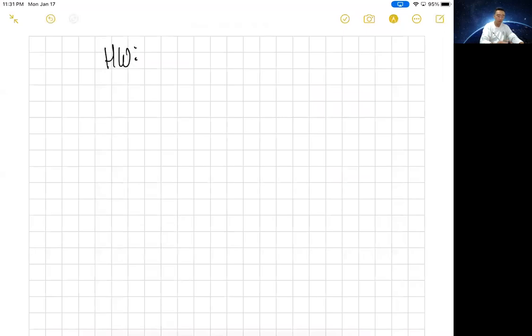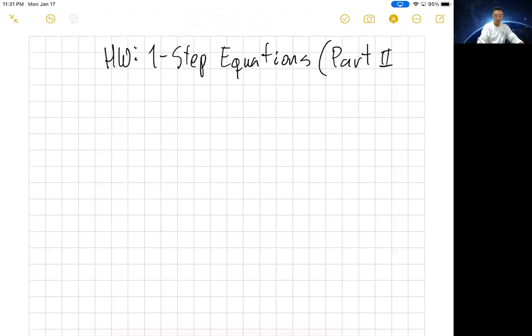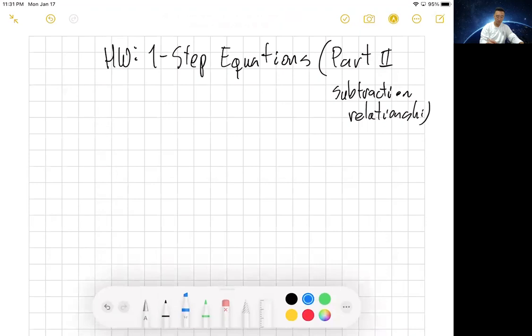All right, so this is still one-step equations, part 2. And part 2 has to deal with subtraction relationship. Oh, geez, let me spell that again. Okay, so what does that mean?